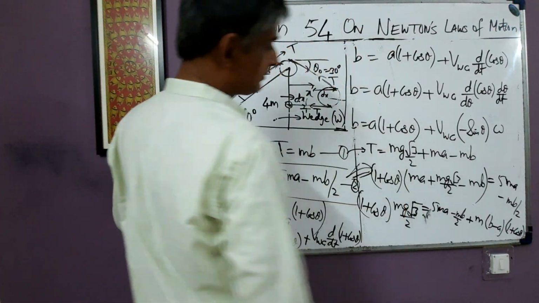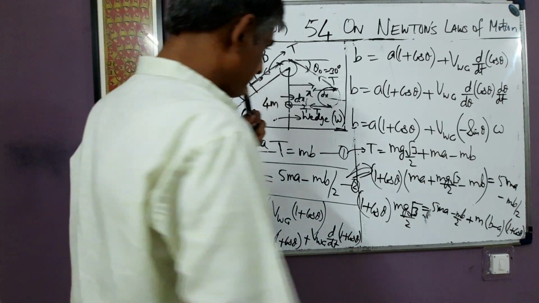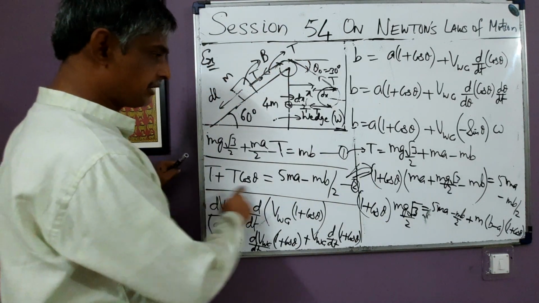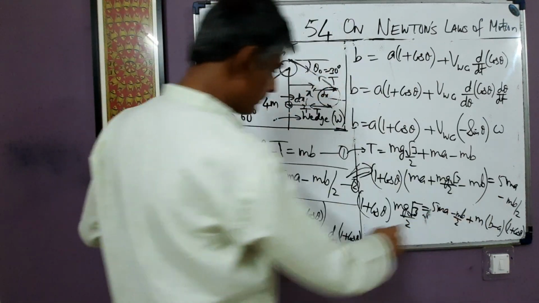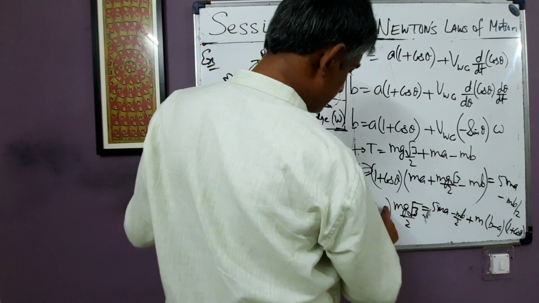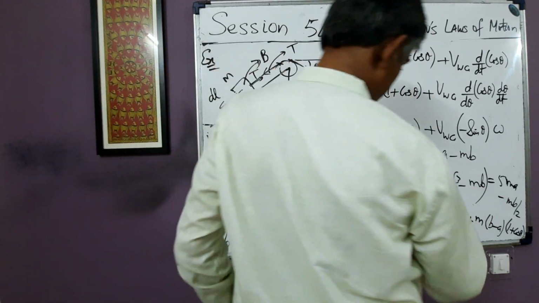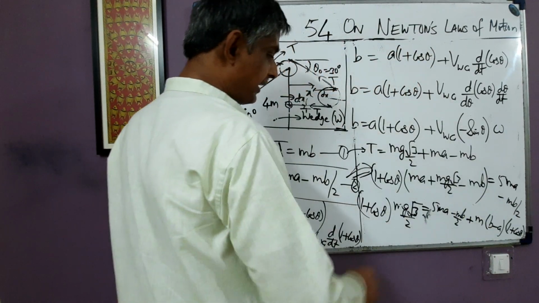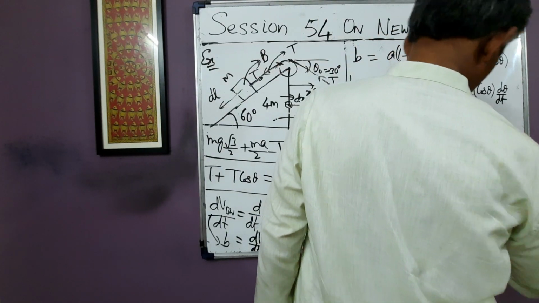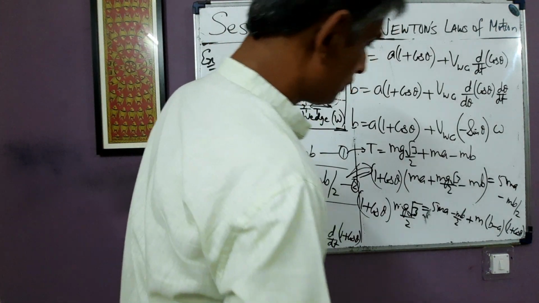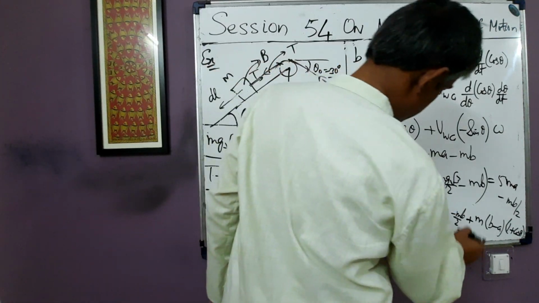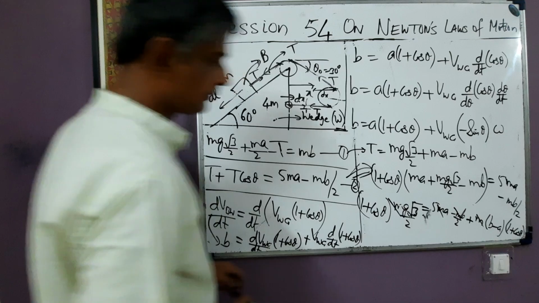(1 + cos θ), this one here into T. T is, from this equation, T is equal to 5ma minus mb/2. So (1 + cos θ) mg√3/2 is equal to 5ma minus mb/2 plus m times (b − a) into (1 + cos θ). Alright, fine. Now you see m will go away. You can note this point. m just goes away.